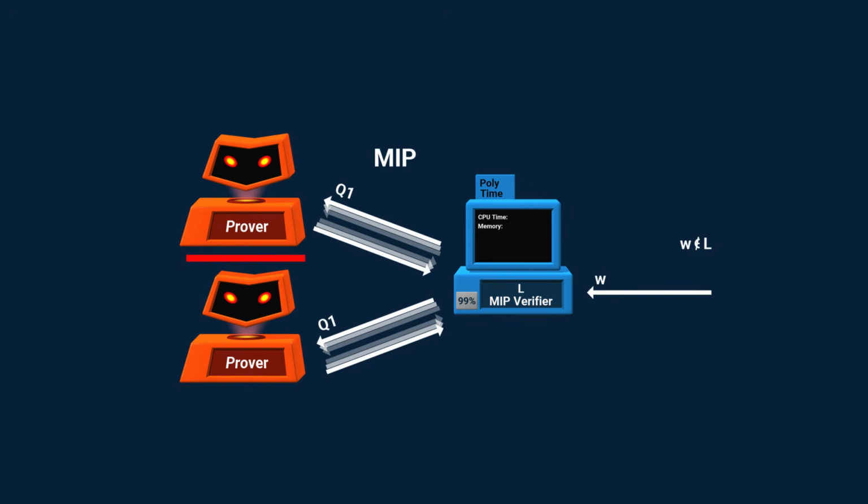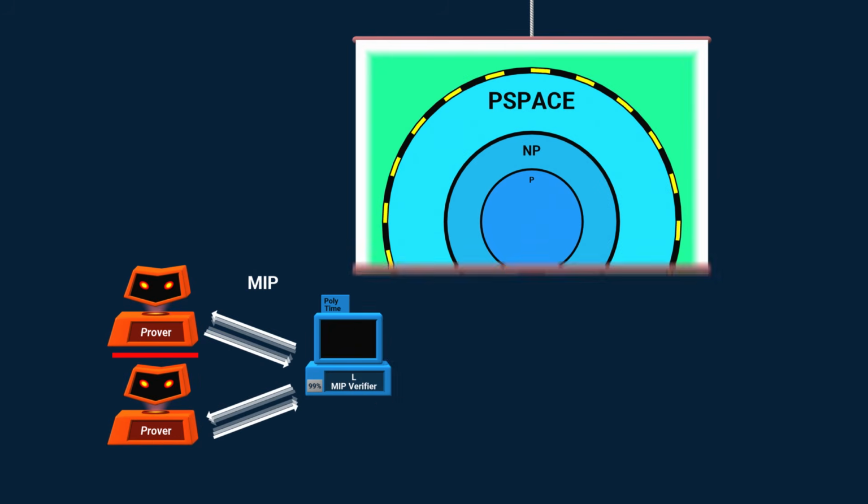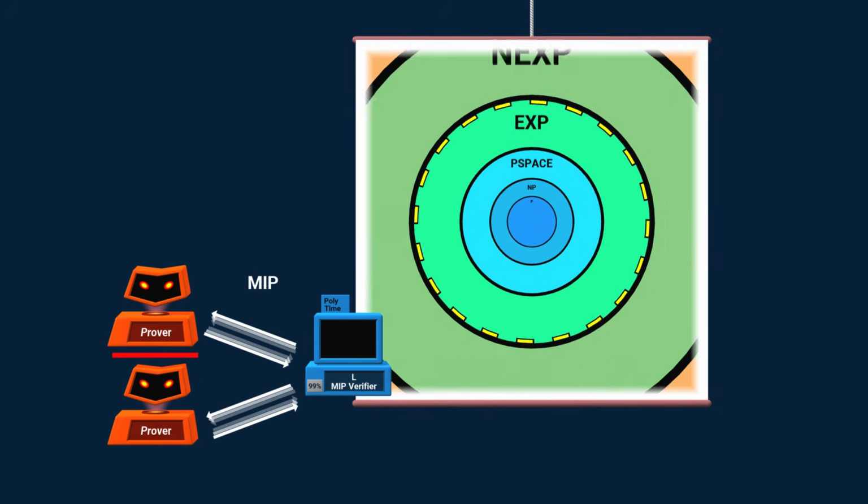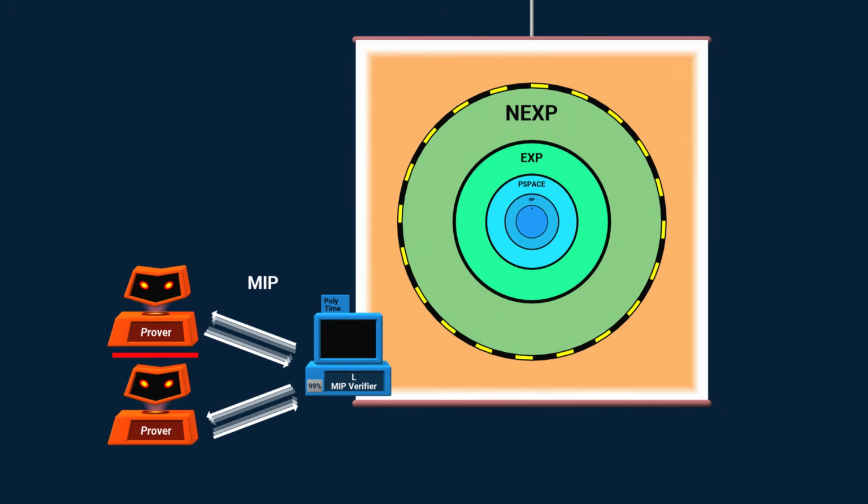The provers are all powerful, except they're not telepathic. Each has no idea what question the other one received. So this is like interrogating 2 suspects in separate rooms. If they lie, they might contradict each other and get caught. This significantly increases the power of the verifier. We can now efficiently verify every language in NEXP.